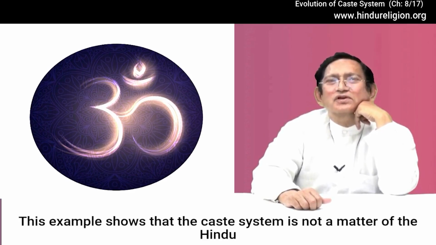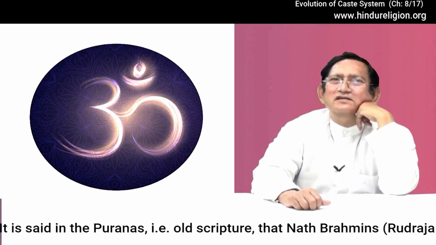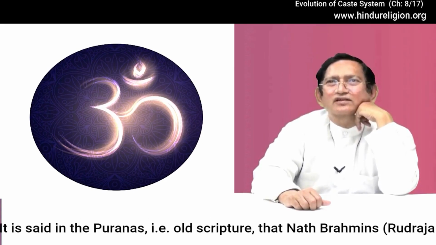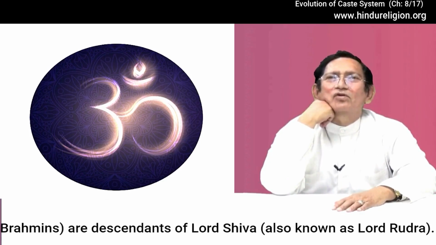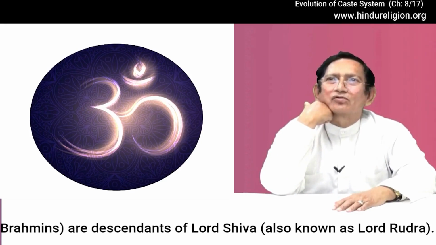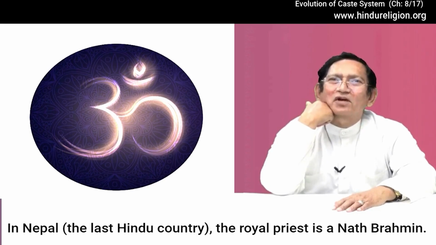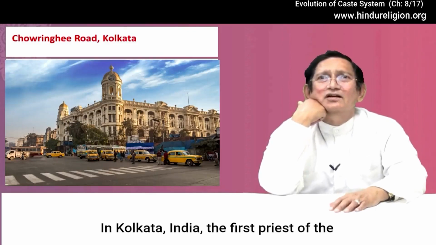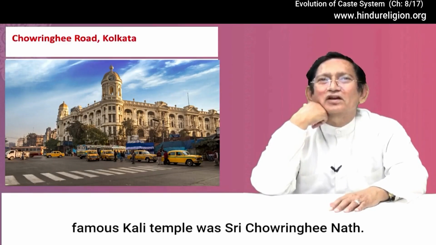This example shows that the caste system is not a matter of Hindu religion, but a political exploitation of Hindu society by wily politicians. It is said in the Puranas, that is old scripture, that Nath Brahmins, Rudraja Brahmins, are descendants of Lord Shiva, also known as Lord Rudra. In Nepal, the last Hindu country, the royal priest is a Nath Brahmin. In Kolkata, India, the first priest of the famous Kali temple was Sri Chaurangi Nath.